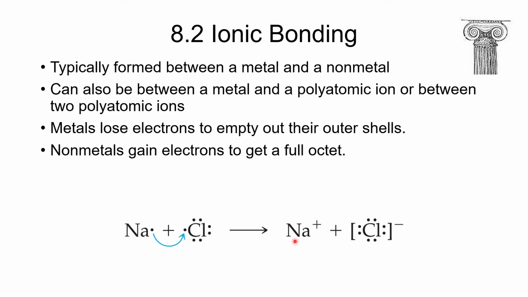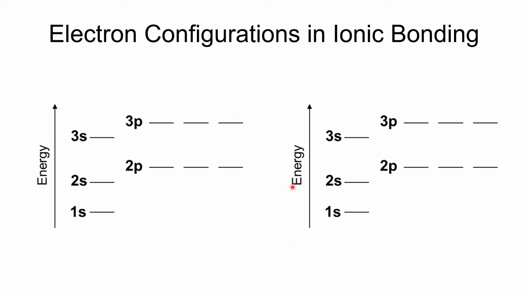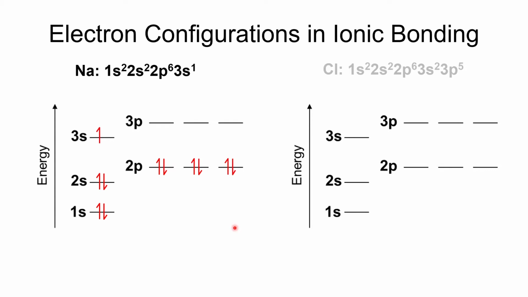To demonstrate this, I'm going to show you an electron configuration energy diagram that we did back in chapter 6, and we did some of these in chapter 7 as well. Sodium has the electron configuration 1s2, 2s2, 2p6, 3s1. So there are 11 electrons for sodium. The electron configuration for chlorine is 1s2, 2s2, 2p6, 3s2, 3p5. So there are all of the electrons for chlorine.